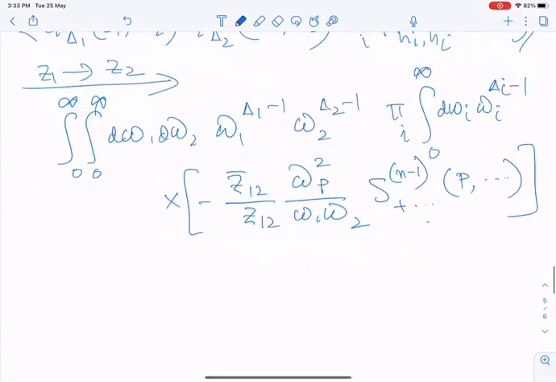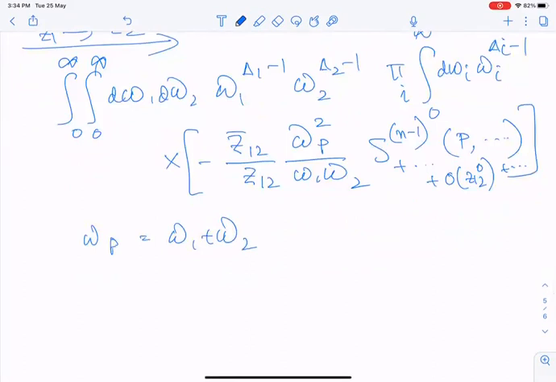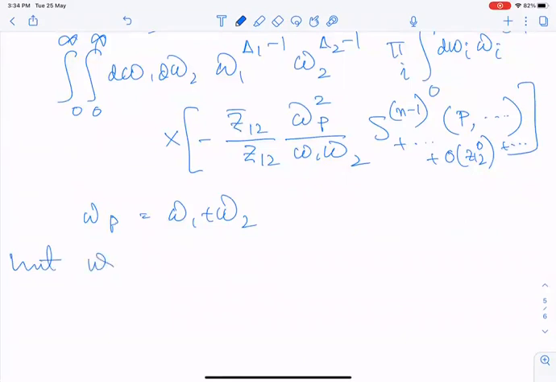You can actually have higher order terms, like order z12 to the power 0 and other terms, but as z1 goes to z2 with z bar 1 and z bar 2 fixed, this term is the main contribution, so that's why you can keep it. The subleading terms play a role because they determine all these scattering amplitudes, the MHV amplitudes, but for the time being we focus on this part. So how do we do this? This omega p was omega 1 plus omega 2. Now let us make a change of variable.